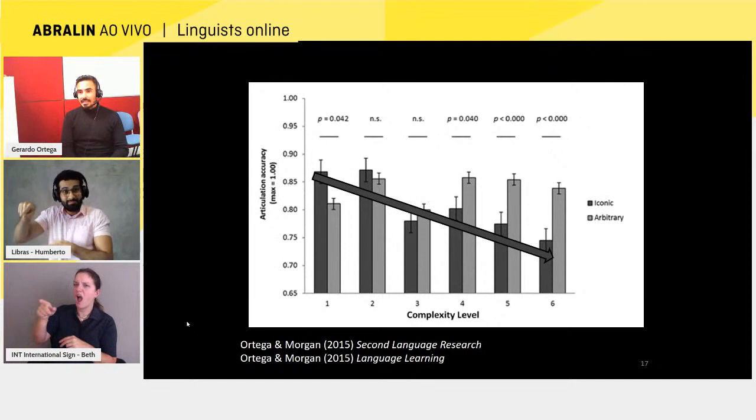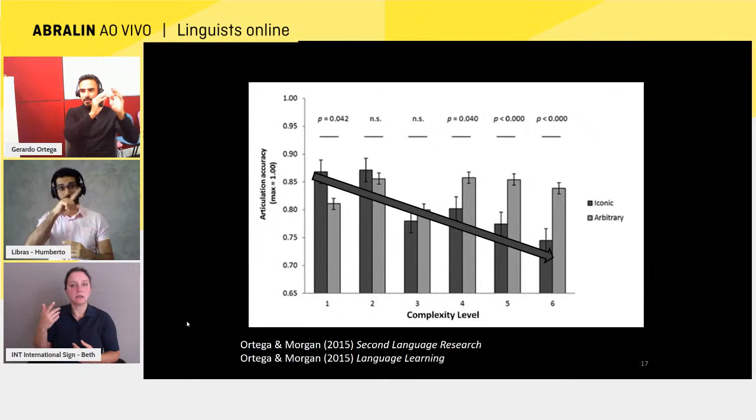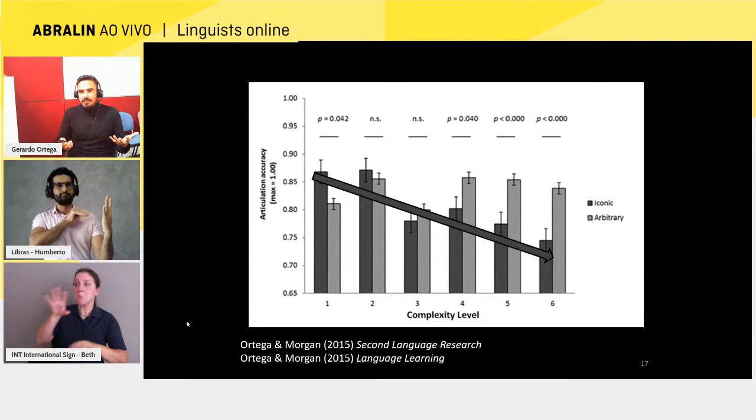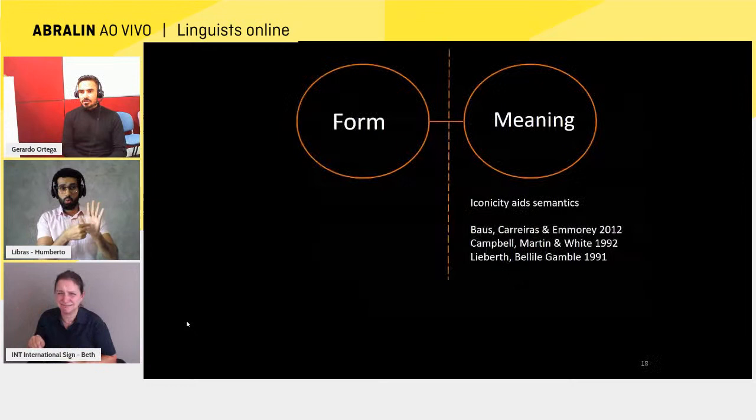So I'm going to repeat this. When signs were iconic and they became more complex phonologically in terms of structure, participants were less accurate at producing them. So this was an intriguing finding, because effectively iconicity did not help and actually hindered articulation of signs.